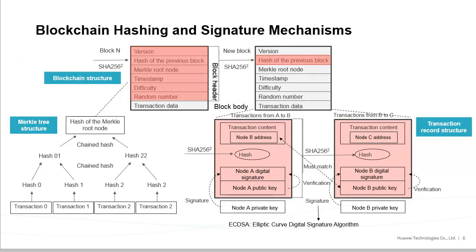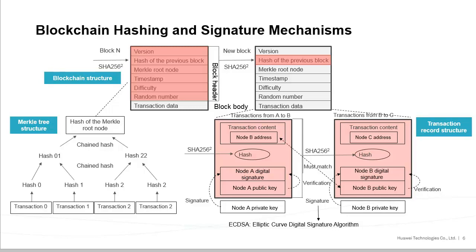Now, let's take a look at how hashing and signature mechanisms are used in a blockchain. Each block in a chain can record one or more transactions. Hashes are generated for transactions and form a Merkle tree. The root node of the Merkle tree is recorded in the block header. After a block is submitted, a new block records the hash of the previous block. This mechanism ensures that the previous block's records cannot be tampered with.